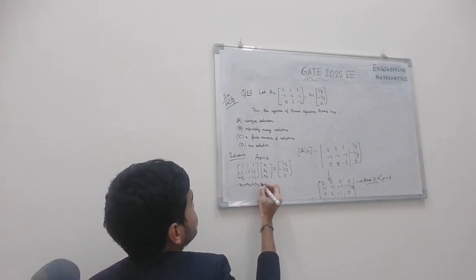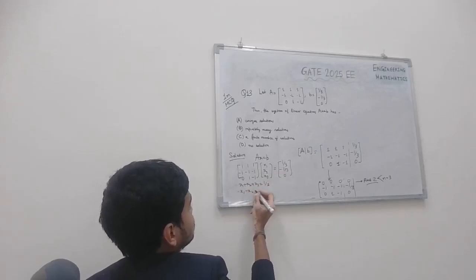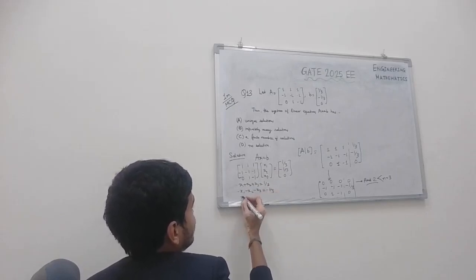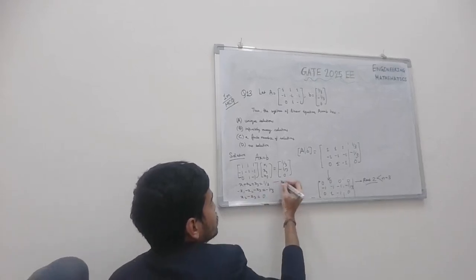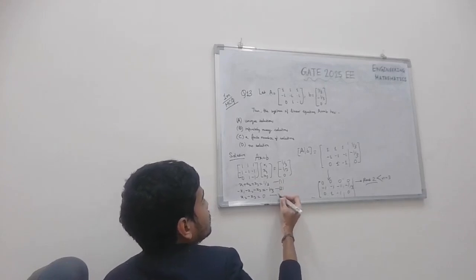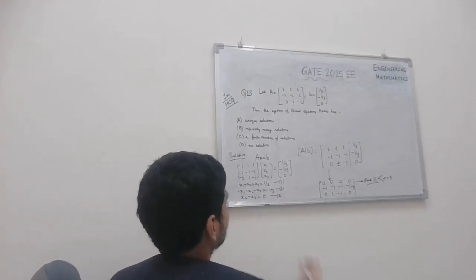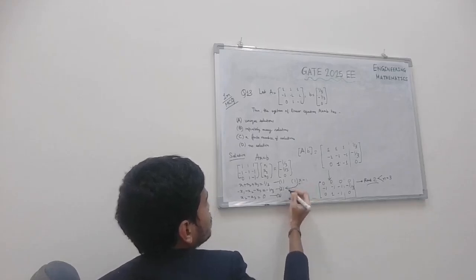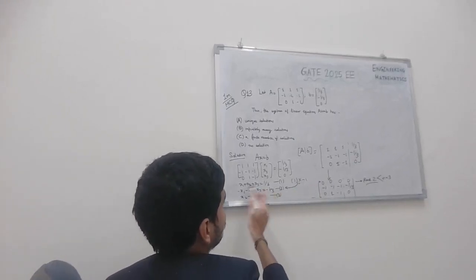Now there will be equations. Now add, and if you multiply 1 with minus 1, you get the second. If you observe carefully, it is the multiplication of 1 with minus 1.